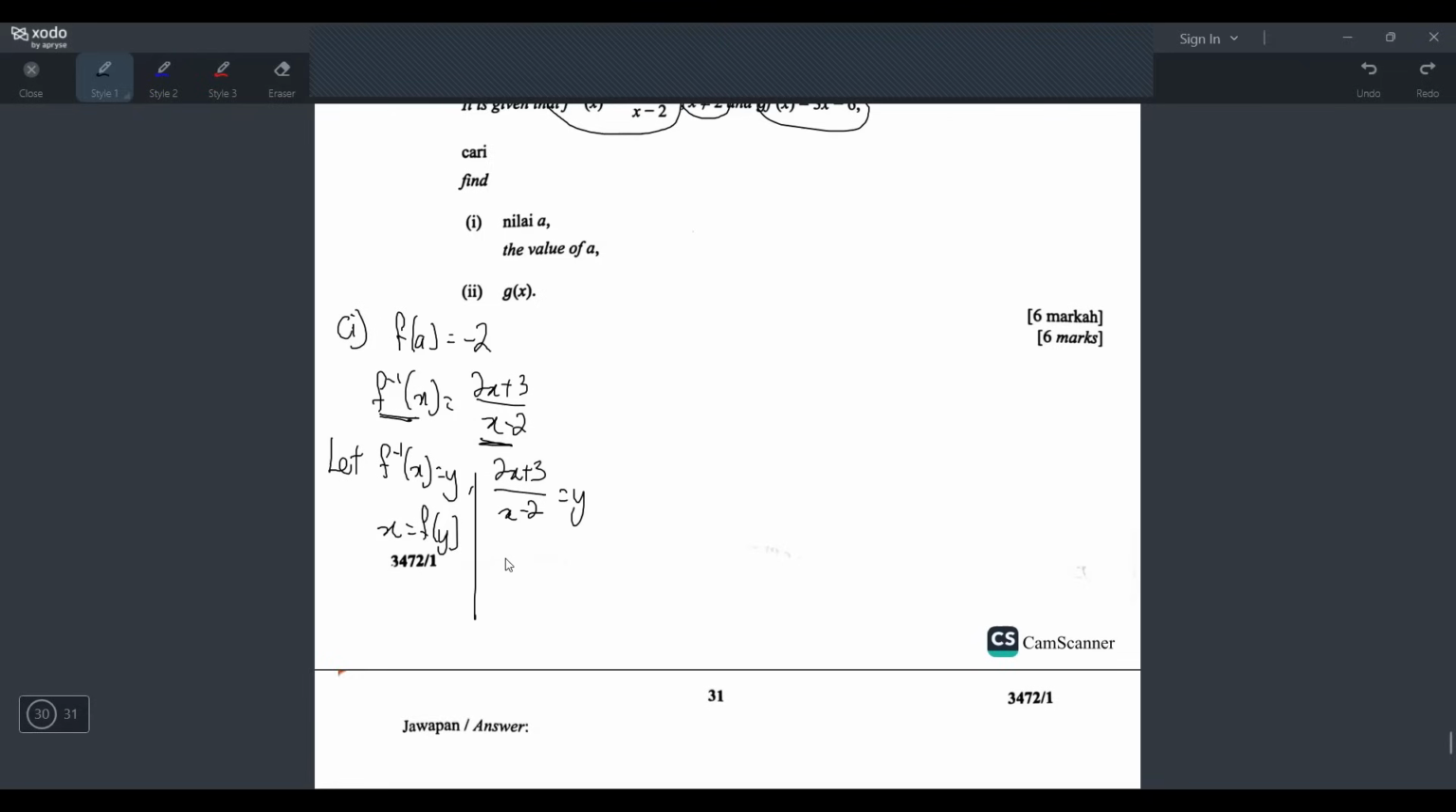So let's try to find x from here. So how to find x? First, get rid of the fraction. X times y is xy, y times -2, -2y. Okay, just pindah jadi times, jadi darab.